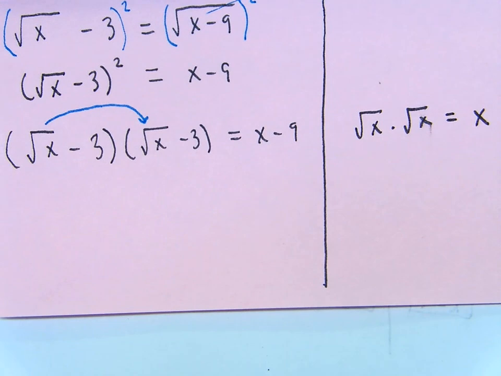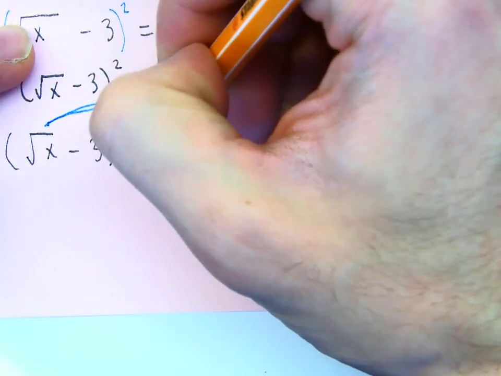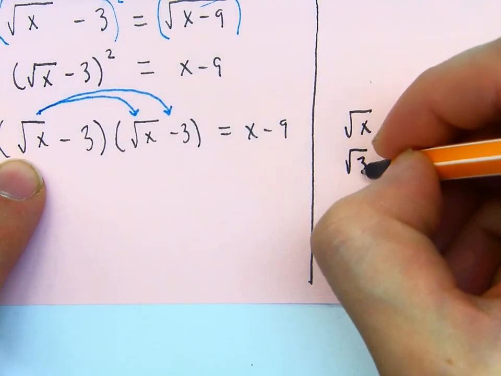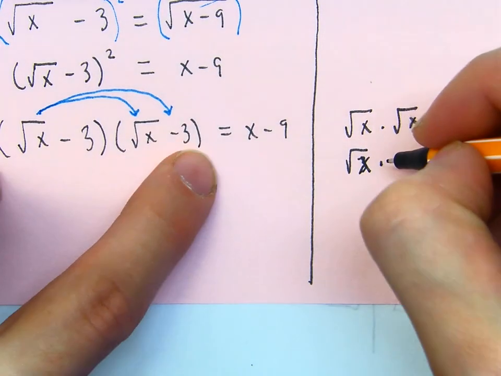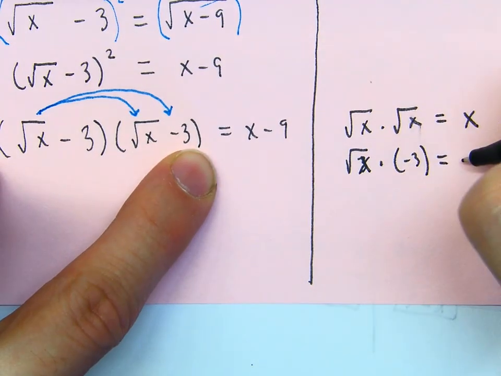Then what's the next move? Trust your FOIL, right? It goes this to this, and what's the next one? This to this. Now here, what is the square root of x times a negative 3? That's just equal to negative 3 square root x.